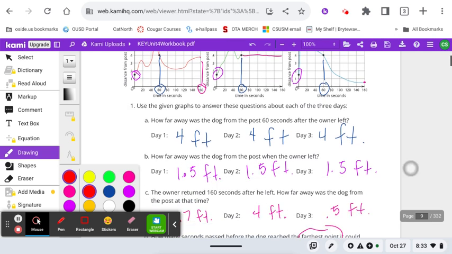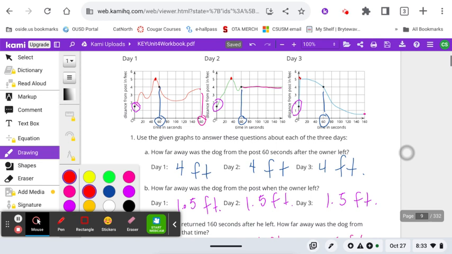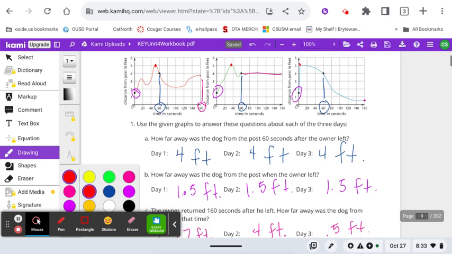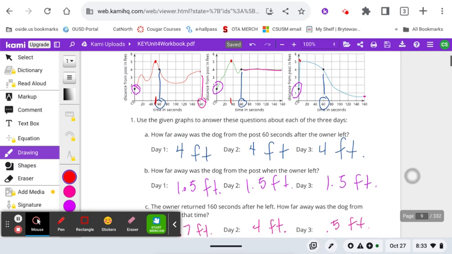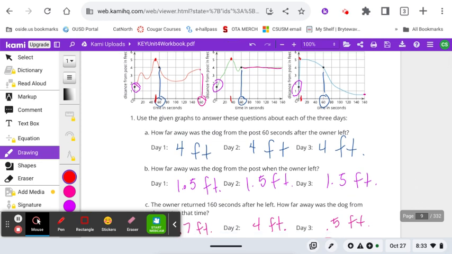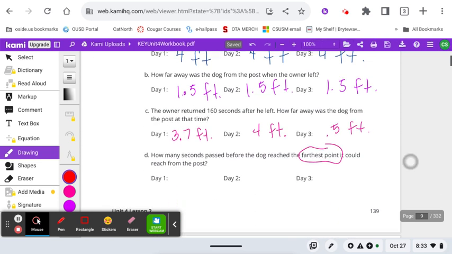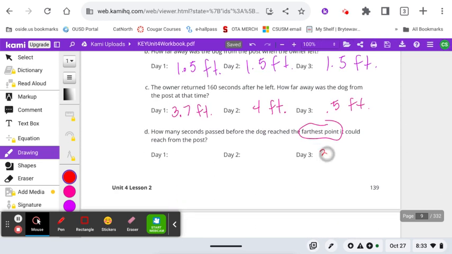And so on day 1, highest point, that happened at about 50 seconds. What do you think, in between 40 and 50? This one, the highest point, 34, 35 seconds. And then what about this one? Where did that highest point happen? Right away. That's where the dog goes and jerks on the leash and then like pulls back. So this is about 3 seconds after the owner leaves. This one we said was about 34 or 35 seconds. And this one we said was about 50 seconds.